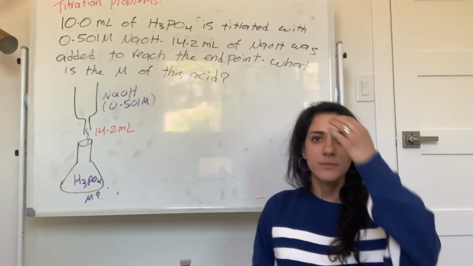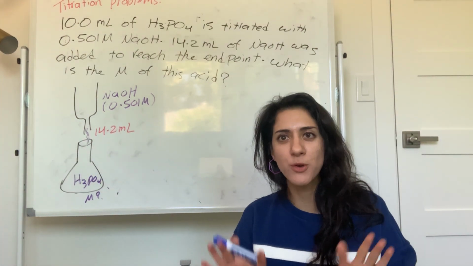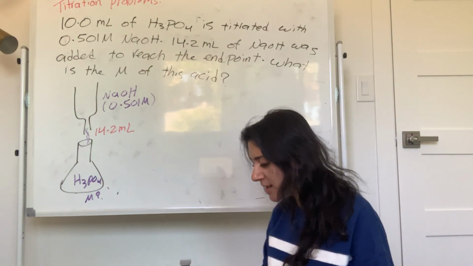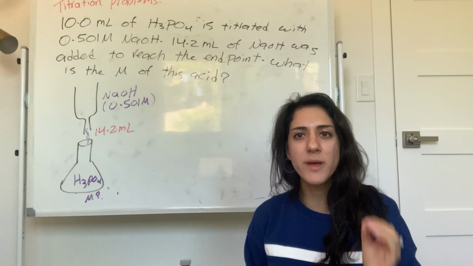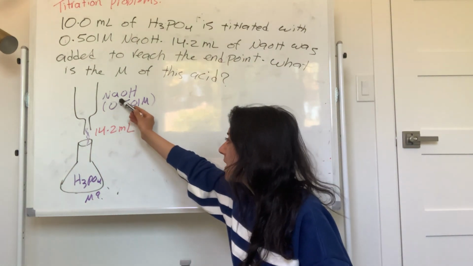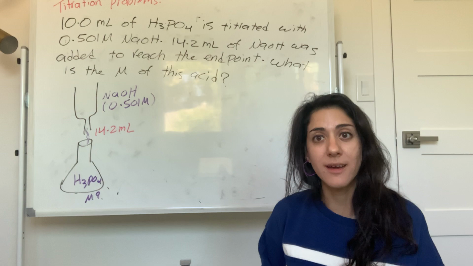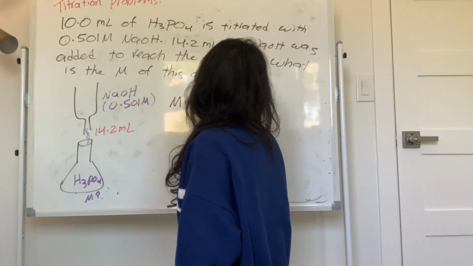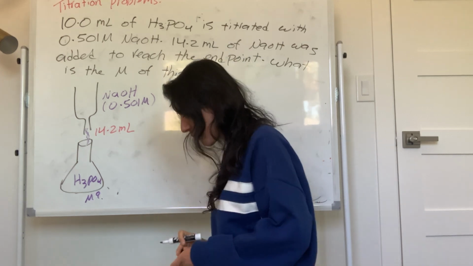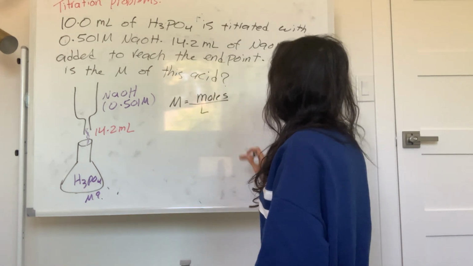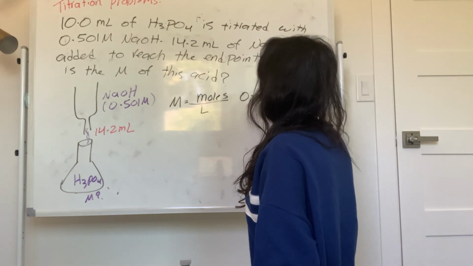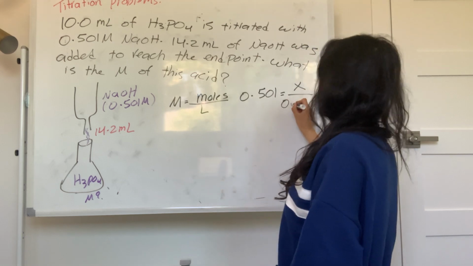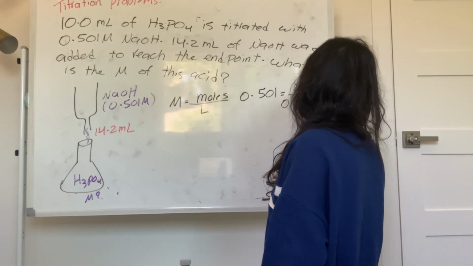Now, the beginning is exactly the same as before. You know how to do this. You have the molarity of NaOH, and you know how much NaOH you added. So the first thing you will always do, figure out how much of NaOH you added to this beaker, right? So molarity is moles per liter. The molarity of NaOH is 0.501. I don't know the moles. I added 0.0142 liters. You following me?